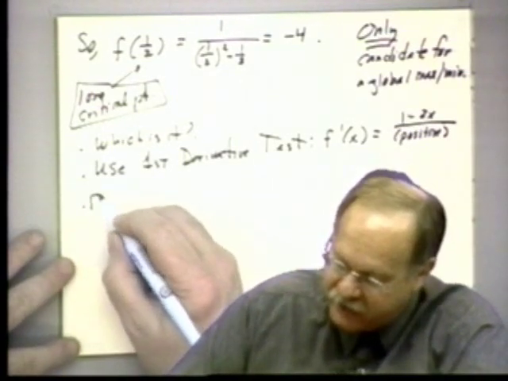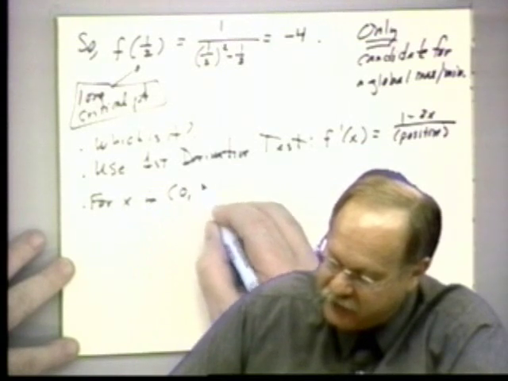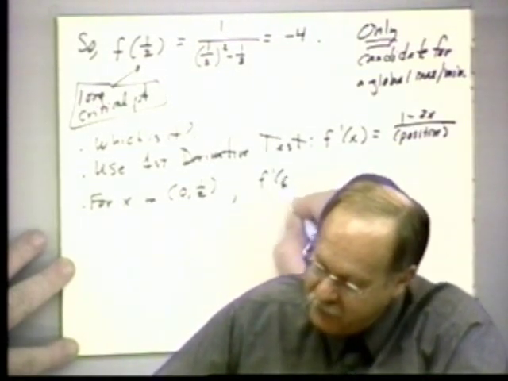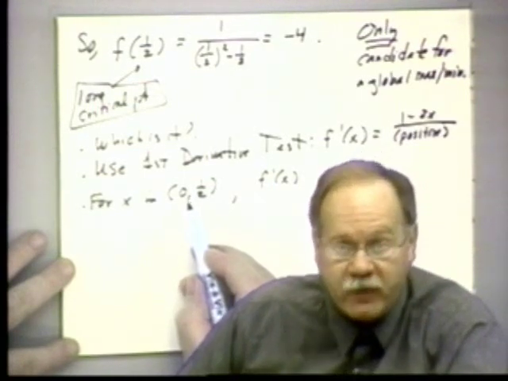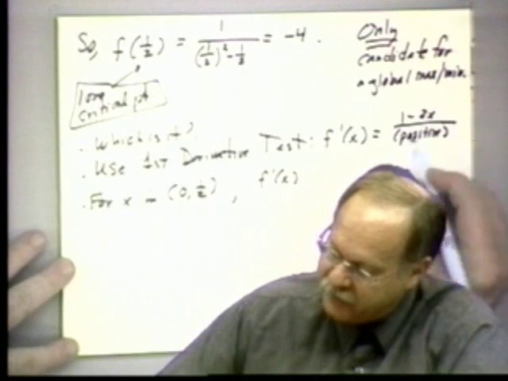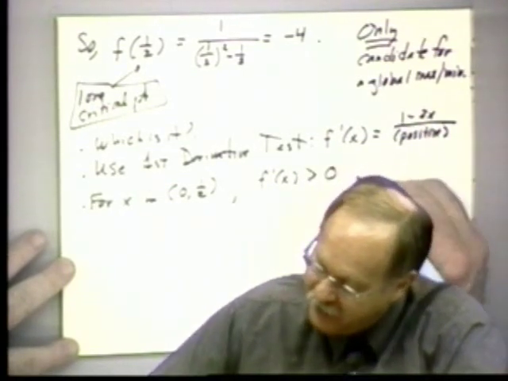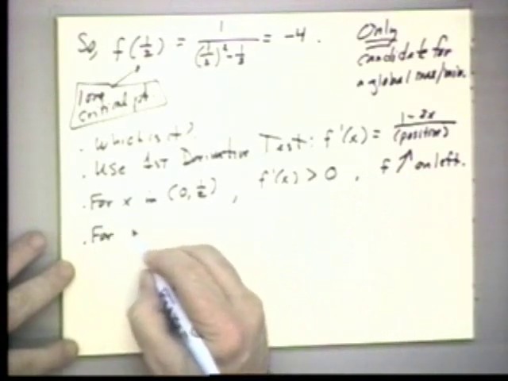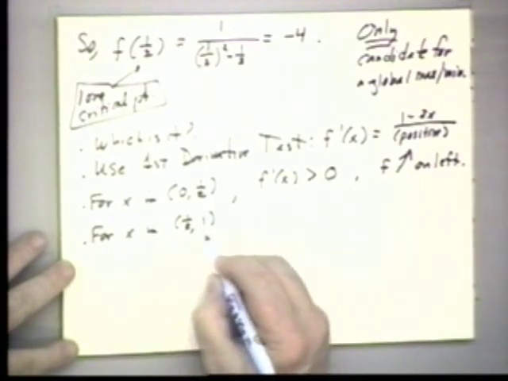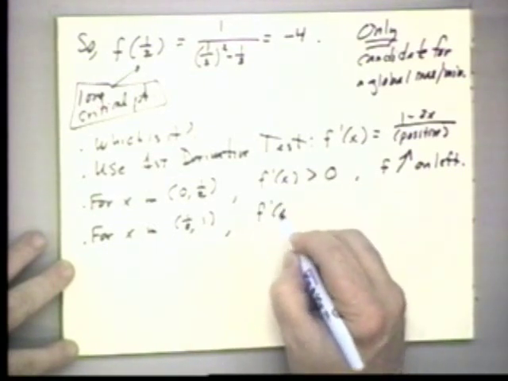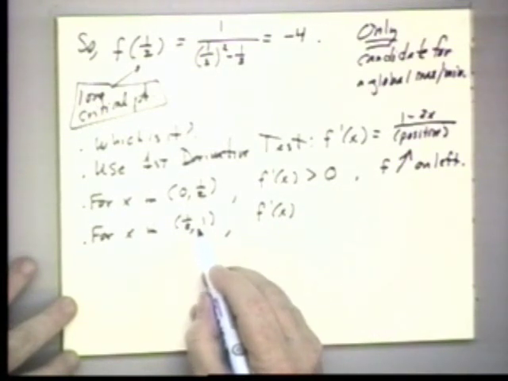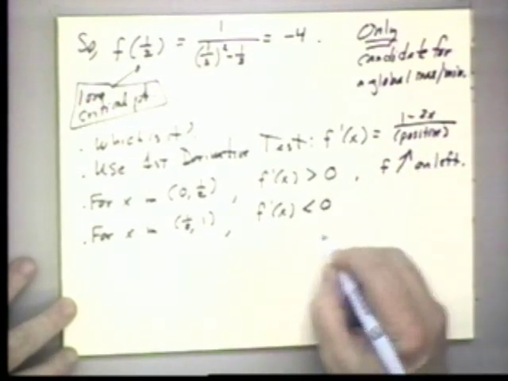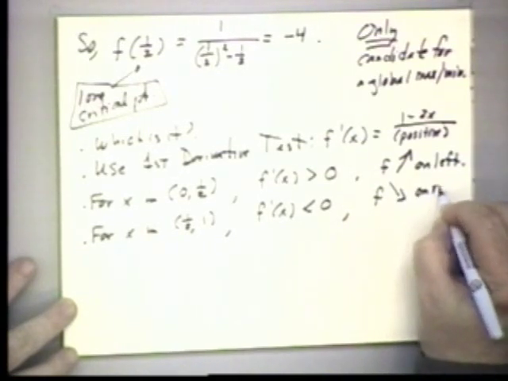So with that in mind, I can now say for x in the interval from 0 to 1/2, the left-hand side to the left of 1/2, f prime of x, let's see, numbers like 1/4, if I put that in here, I'm going to get a positive number as my first derivative. So the first derivative is positive, and so that means the original function is increasing on the left. Then for x in 1/2 to 1, the right-hand side to the right of 1/2, what is f prime of x? Well, if I pick a number like, say, 3/4, and I put that in here, I have 1 minus 6/4, well, that's negative. So the first derivative is negative, which means the original function is decreasing on the right.